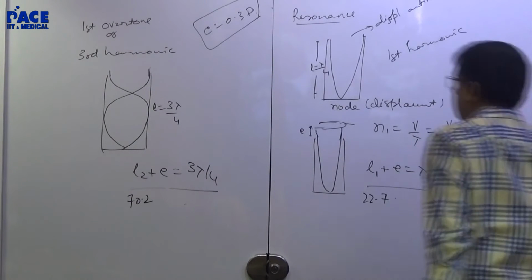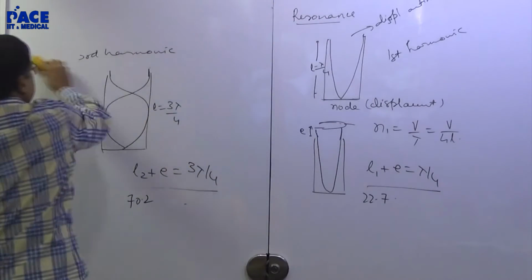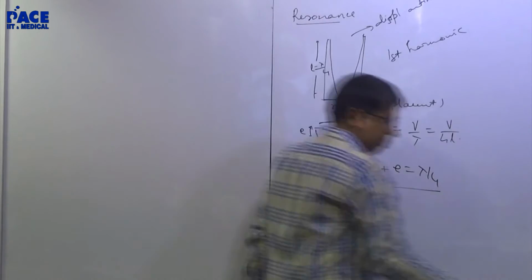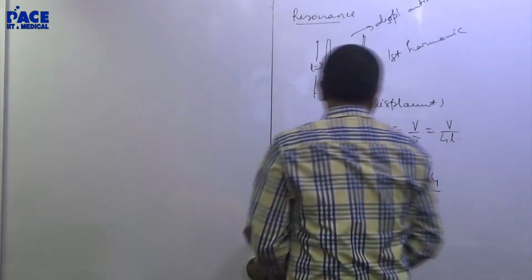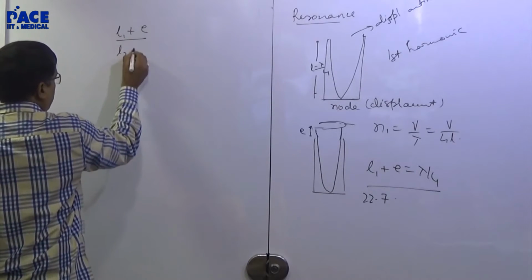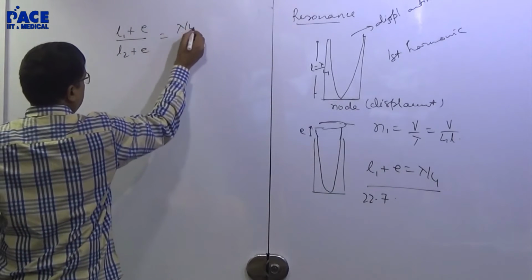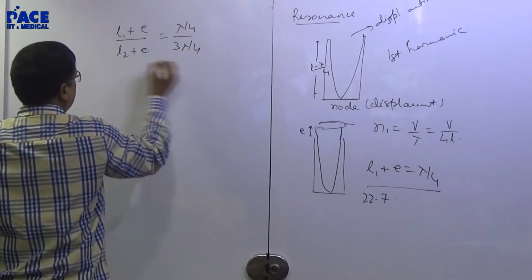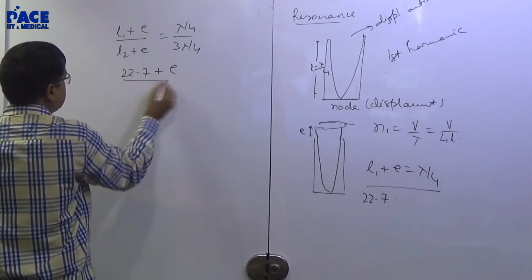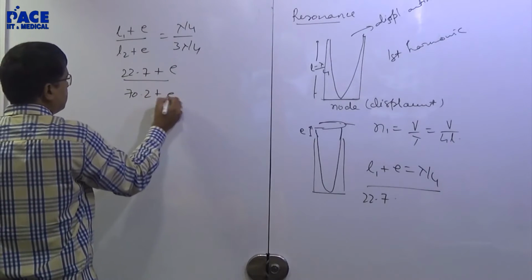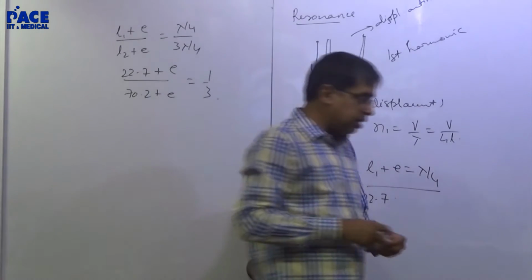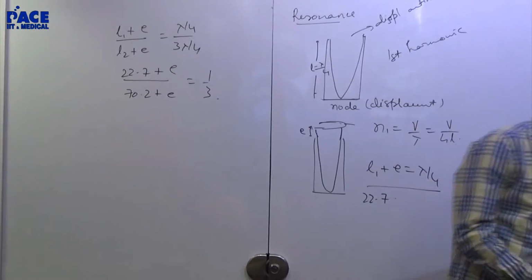You are taking L1 plus E upon L2 plus E. This will be lambda by 4, 3 lambda by 4. L1 you gave me is 22.7 plus E, 70.2 plus E is equal to 1 by 3. Cross multiply and simplify, you get the answer for E. Awesome, right?